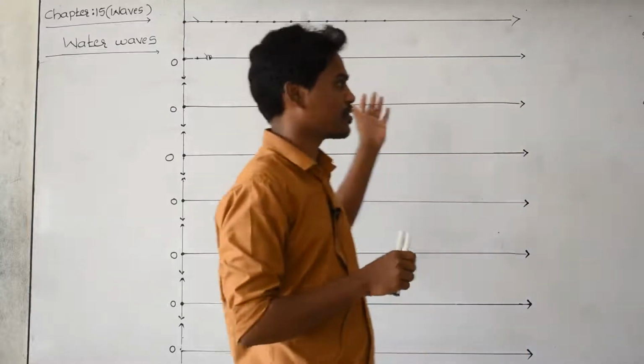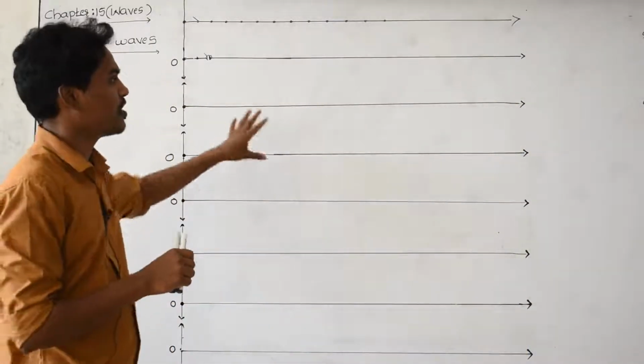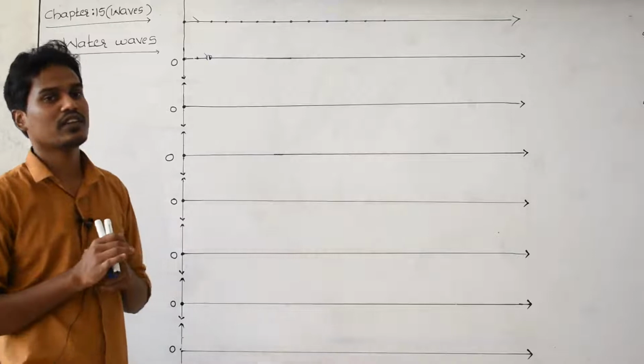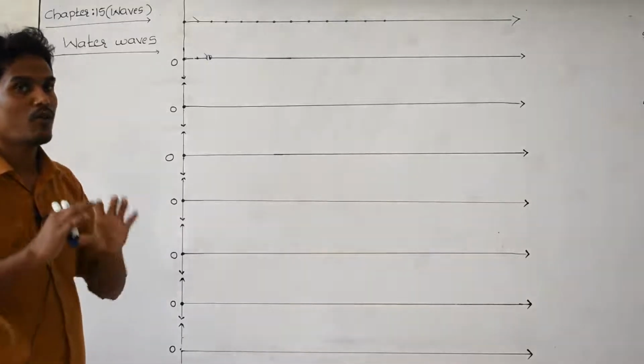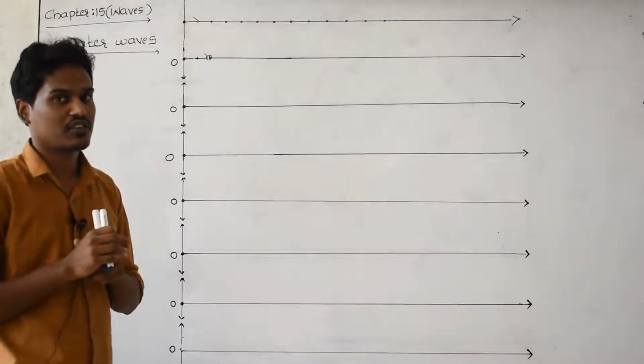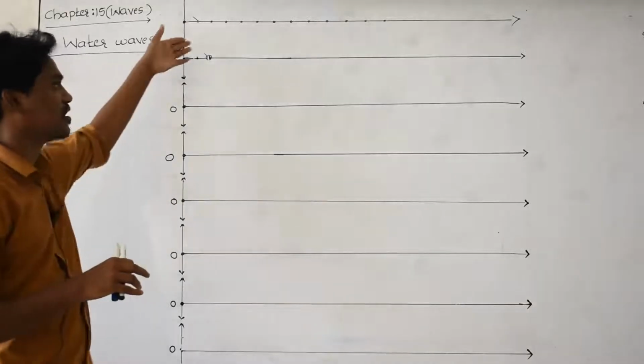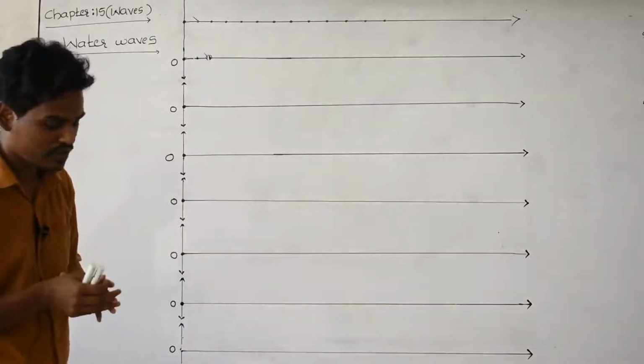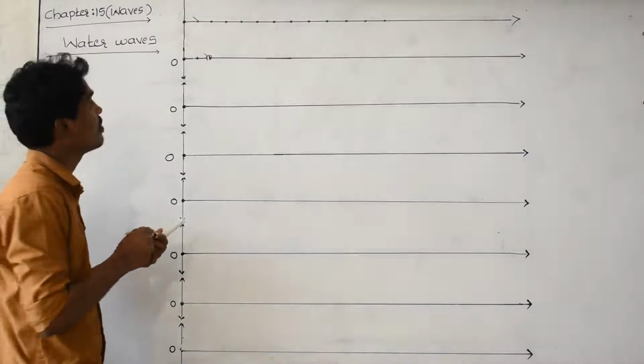The diagrammatic representation is there. If you understand this diagram, you will come to know how a wave is generated inside the water. Those waves are called water waves. Now listen carefully to what is happening here.